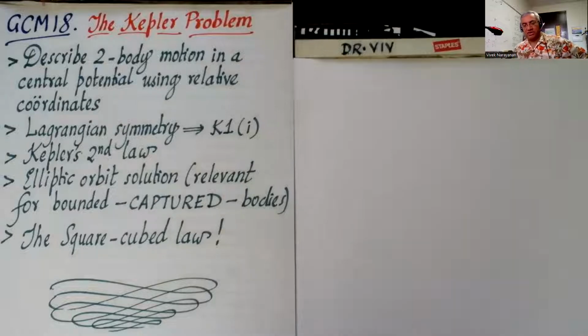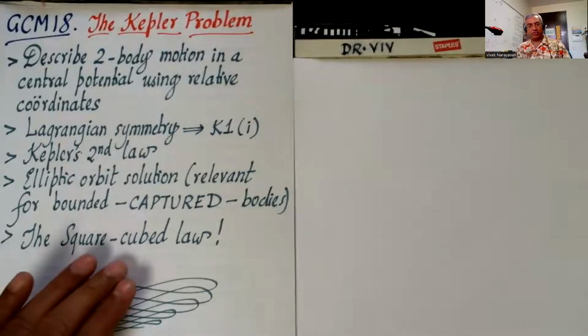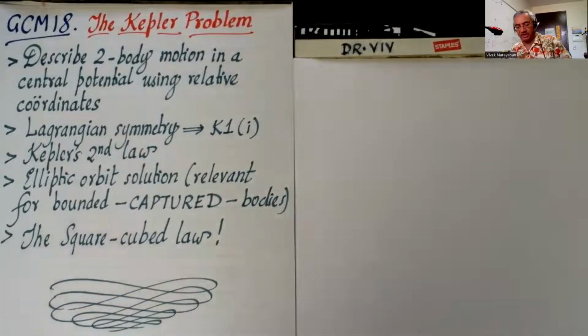Satisfy that. So I'll start by laying the groundwork for getting the Lagrangian, and from the Lagrangian symmetry, we'll conclude a couple of interesting things, which is the first part of Kepler's first law. I'll also talk a little bit about Kepler's second law. Then our main course for this video is the elliptic orbit solution, which proves actually the second part of the first law. Well, that takes care of the first and the second law, and the square cube law, the last one, we'll talk about at the end.